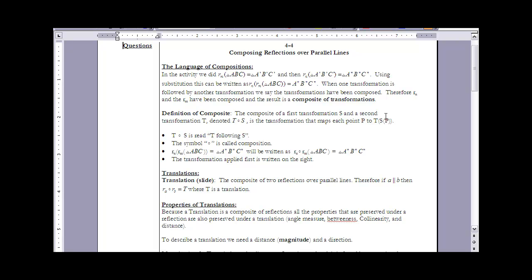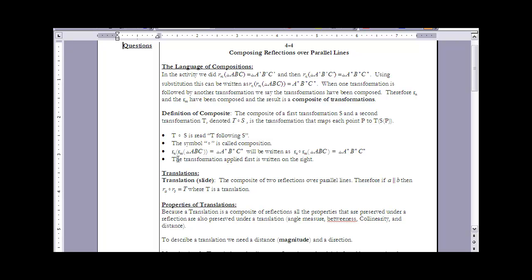Basically it means that we're going to take a point and perform whatever transformation S is on it, so we move it in some way using the transformation S. Then we take the result from that and move it in some way using the transformation T. In terms of how we write that, it's read T following S. The reason it's read that way is that we perform the S transformation first and the T transformation second. This symbol is just called the composition.